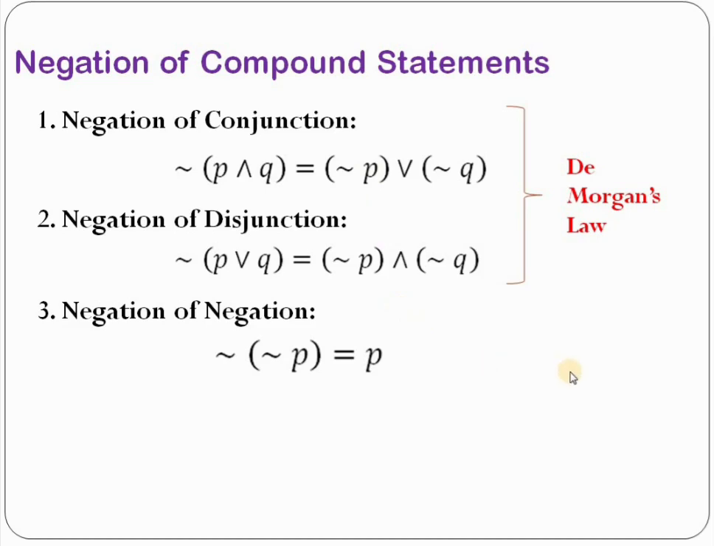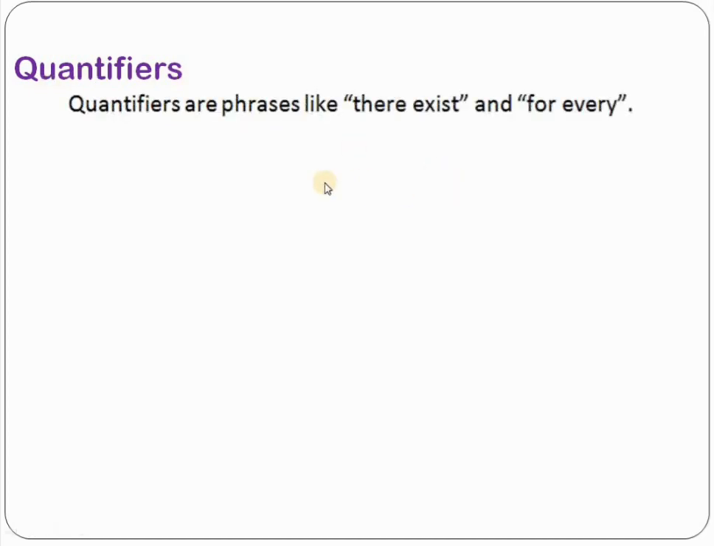The next thing that we are going to learn here is quantifiers. Quantifiers, as the name itself suggests, tell you about the quantity, whether the amount is more or less. Quantifiers are nothing but phrases like there exist or for every. There exist means it's a small amount, for every means it's a big amount. That's why these phrases act like quantifiers, telling you the quantity.